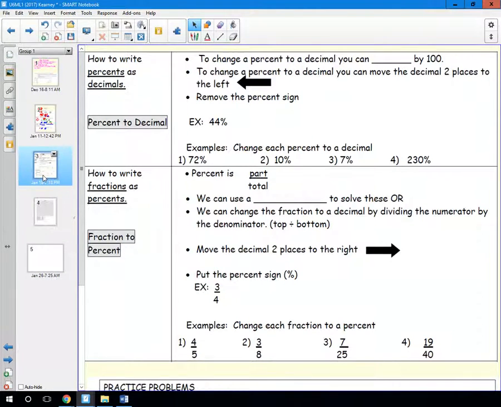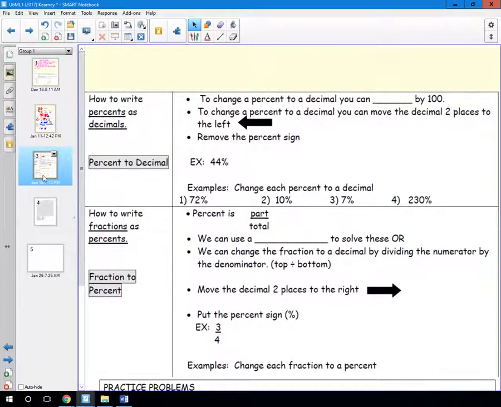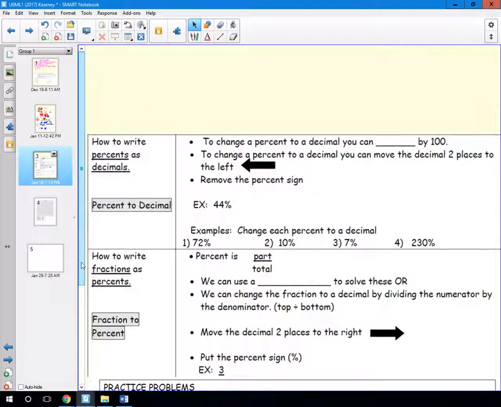Okay, the next section, we are now going from a percent back to decimal. So we're kind of going in the reverse order, which is actually also super simple. Okay, so we're actually going to just do the opposite of what we just did. So instead of multiplying by 100, the opposite of multiplying is we can divide by 100. Okay, or an even easier way is instead of moving the decimal to the right 2 places, we're going to do the opposite of that.